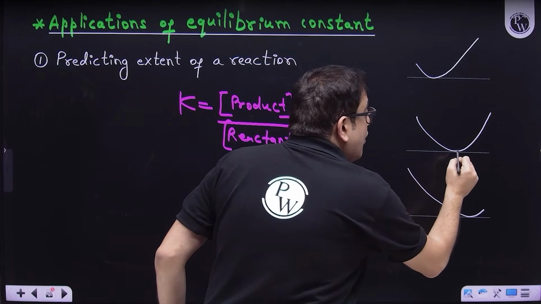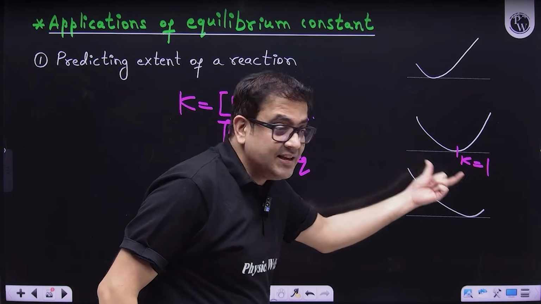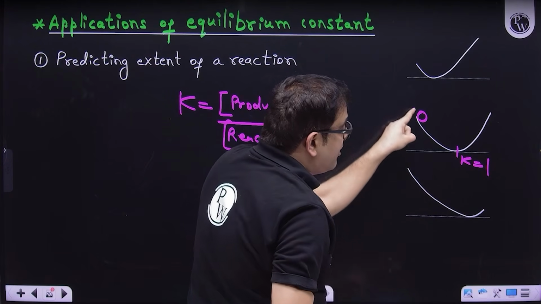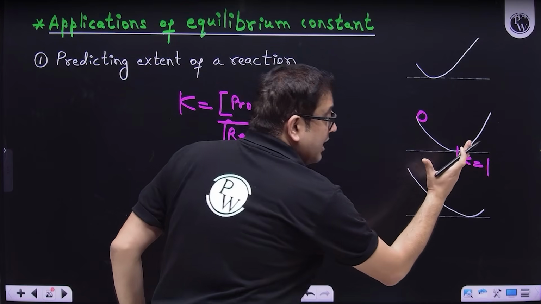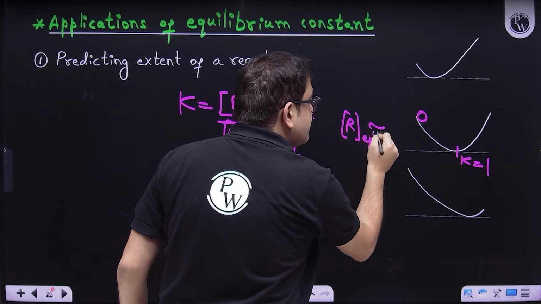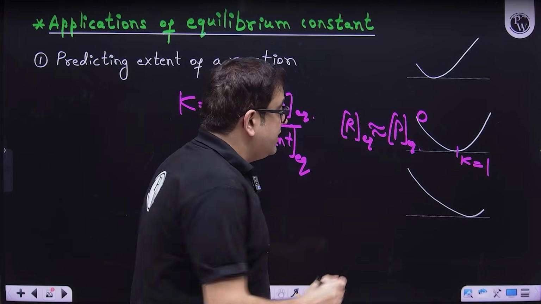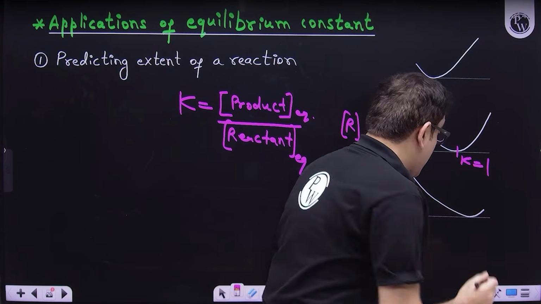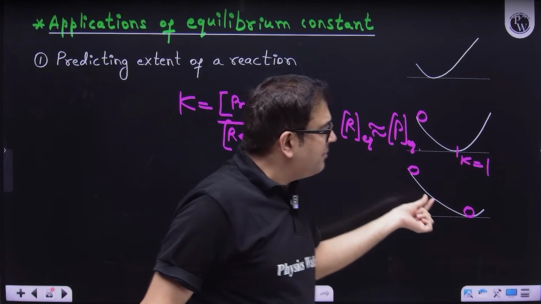So if the value of K is approximately 1, then it is like a track where a ball has started, covered 50% of the distance, and then stopped. So at equilibrium, when K value is 1, concentration of reactant at equilibrium is approximately equal to concentration of product at equilibrium. If the ball is traveling in such a track, sir, it has traveled most of the distance and now it has attained equilibrium. That means reactants have almost completely converted to product.